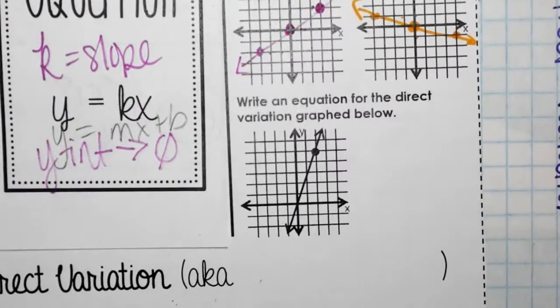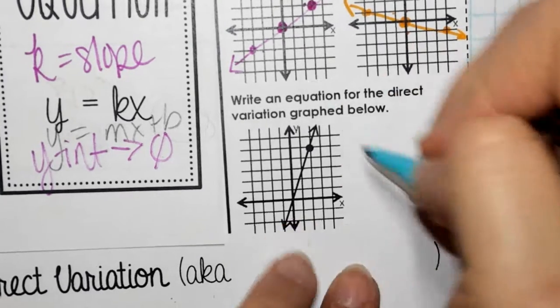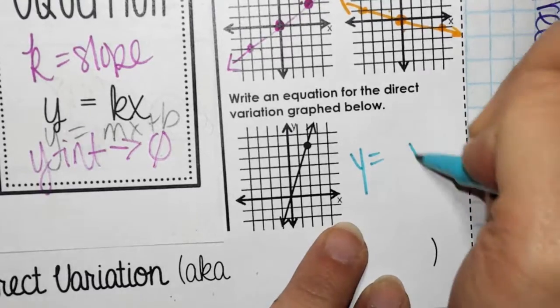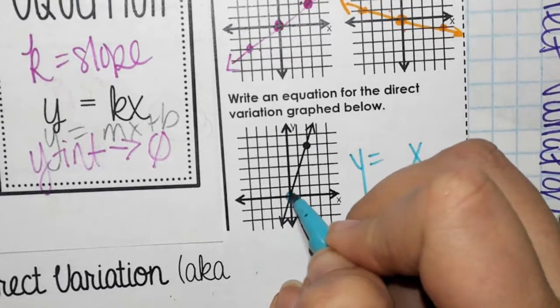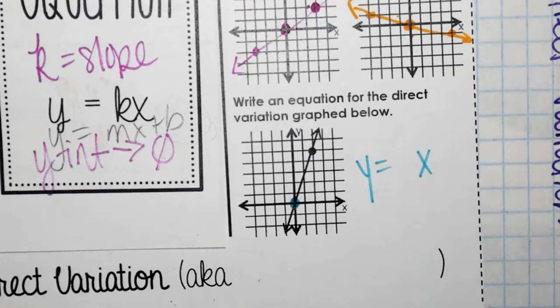Alright, the last one. We must write an equation for the direct variation graph below. So we know we're writing it in y equals kx form, so it's y equals something x. Now we know how to figure out our slope from a graph because that's what we've been practicing. Remember, it's the vertical change, then the horizontal change. So we need to figure out what our rise is and what our run is.